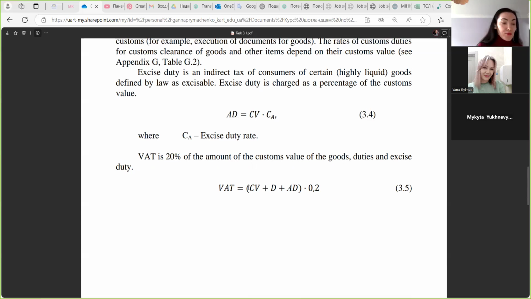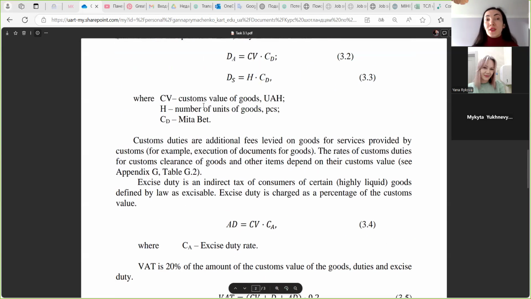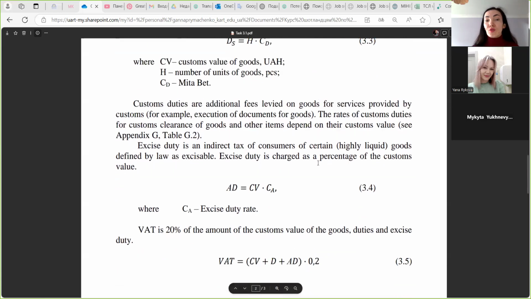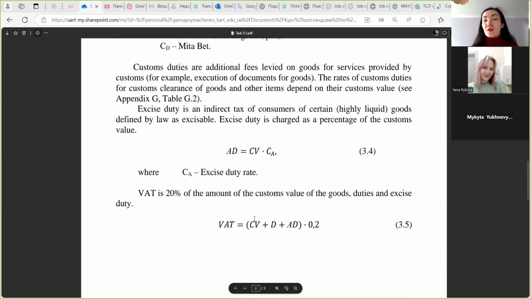Write please your CV. It is customs value of goods. We already used it everywhere. CV, your customs value of goods, plus your duty. It is your maximum from ad valorem and specific duty, and your calculation AD. It is excise duty. So we have a sum of these three parameters, and the sum of these three parameters we multiply by 0.2. It's already done in these formulas.